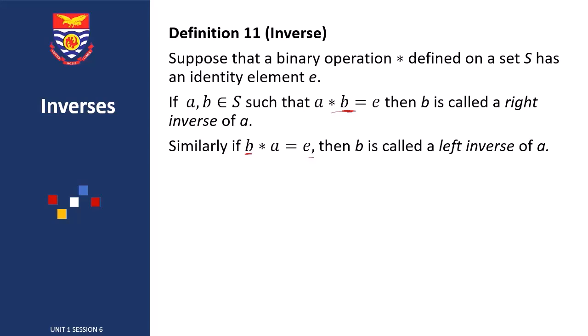Okay, so here an element can have no left or right inverses at all. For instance, the number 2 has no left or right inverses with respect to multiplication on the set of integers. Can you explain this?